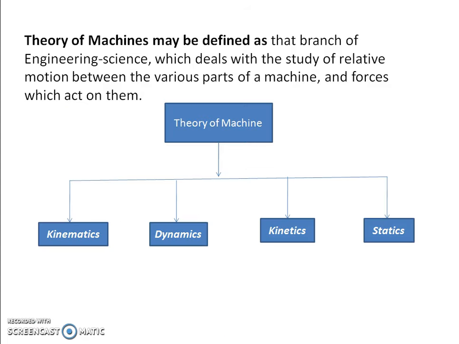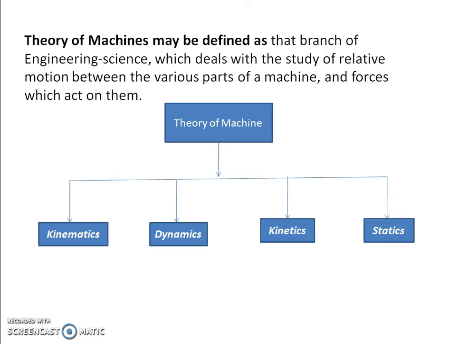The theory of machine is the branch of engineering science which deals with the study of relative motion between various parts of machine and forces which act on them. The theory of machine is basically divided into four types. First one is kinematics. It is a branch of theory of machine which deals with the relative motion between the various parts of the machine.